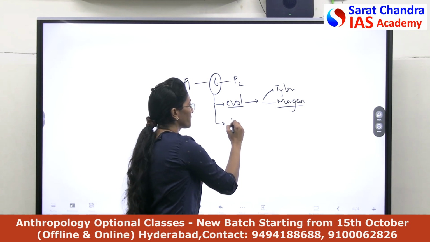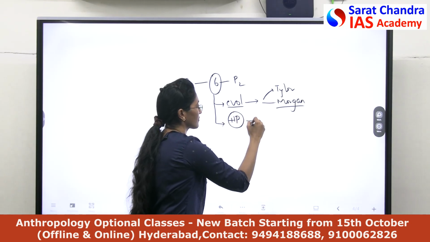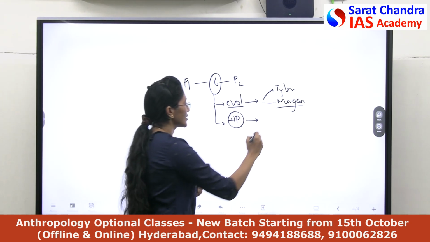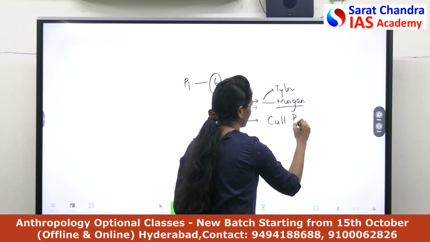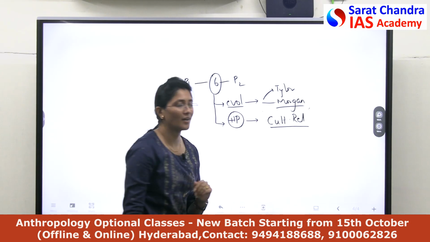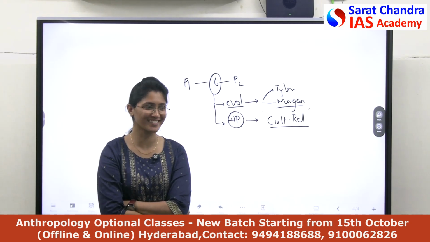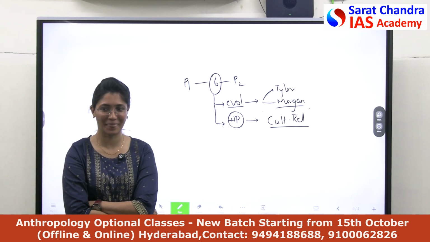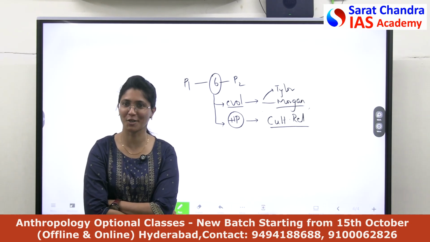What is the other one? Historical particularism. This is a hallmark of anthropology because it tells you a concept called cultural relativism. Wait a minute. First tell me, what is anthropology? Study of man. Study of man.